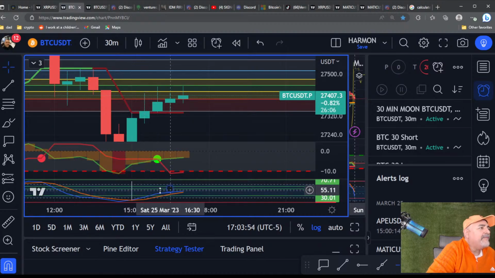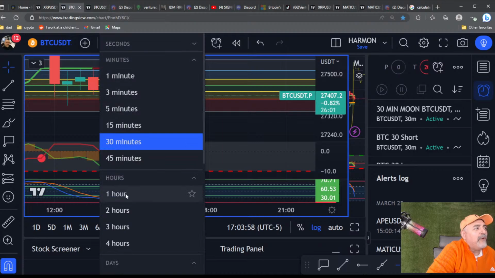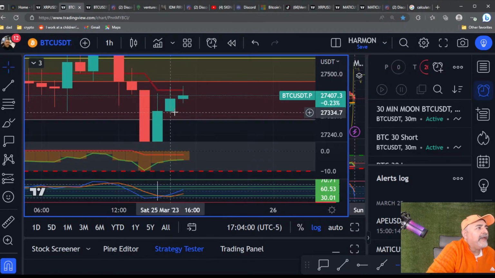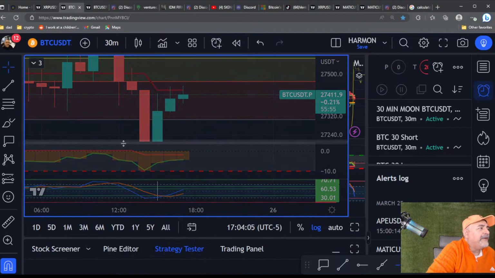The RSI is moving up on the 30 minute. The RSI is moving up on the 1 hour. So everything is working out here. We're moving up. We got movement here. So that's where we're looking good here on the Bitcoin, right?